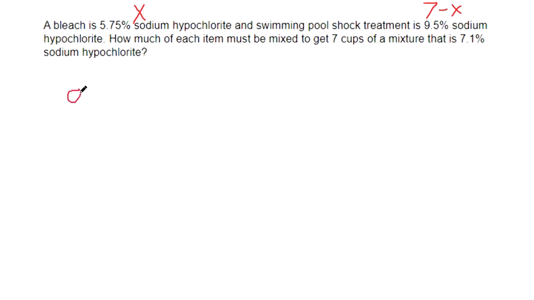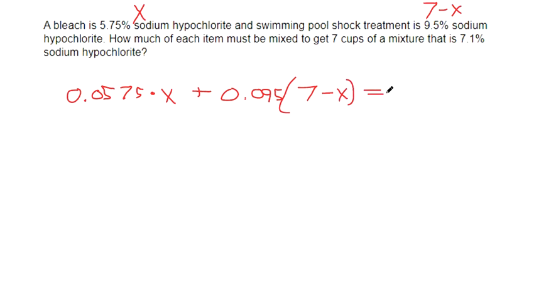So what we need to do is take the decimal form of the percentage and multiply it to X cups. That's the amount of sodium hypochlorite that comes out of the first mixture. And then same thing with the next one, 0.095. We're going to multiply that to the amount of cups. It's just a parentheses expression now. And that should equal 7 cups of the 0.071 mixture. Okay? The amount of sodium hypochlorite in the first one plus the amount of sodium hypochlorite in the next one equals the total amount of sodium hypochlorite. And now we have an equation we can solve.